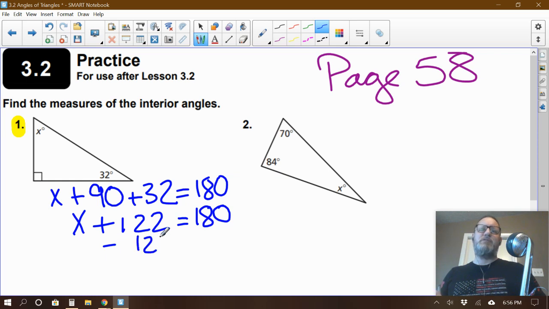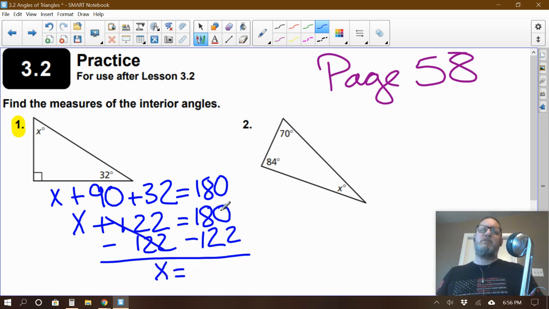Subtract the 122 from both sides. Do the same thing to both sides. That cancels out. And x equals, well, let's see here, we can regroup. That would be a 7. This would be a 10. 10 minus 2 is 8. And 7 minus 2 is 5. And up there we go, 58 degrees.